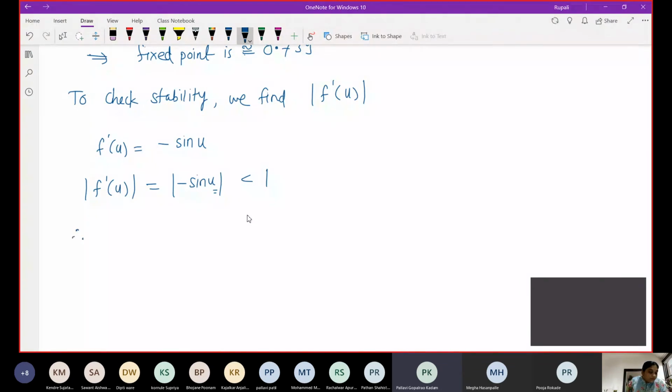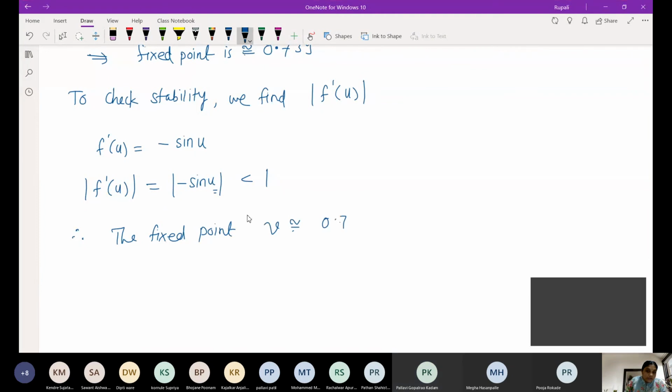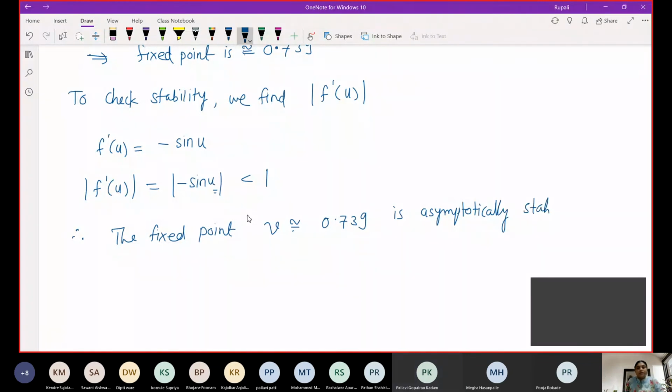Therefore, the fixed point V, which is approximately 0.739, is asymptotically stable. If you don't write it also, no problem. We want to just check its stability: asymptotically stable. So we will directly calculate mod of f dash at u, and since it is a sine u function, we can say it is strictly less than 1. So the fixed point V must be asymptotically stable.